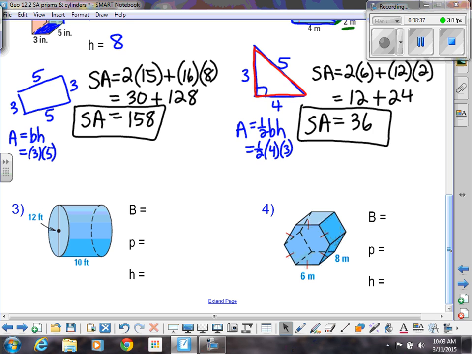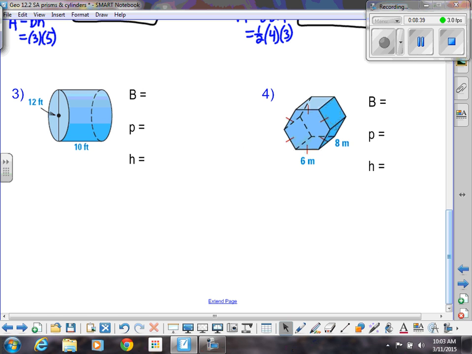All right, let's look at the cylinder. Now, what's different about a cylinder? Well, nothing really. It's still a prism, it's just the base is a circle. Okay, so they told us that that whole diameter is 12. So remember, if the whole diameter is 12, then the radius is 6. So each of those is 6.